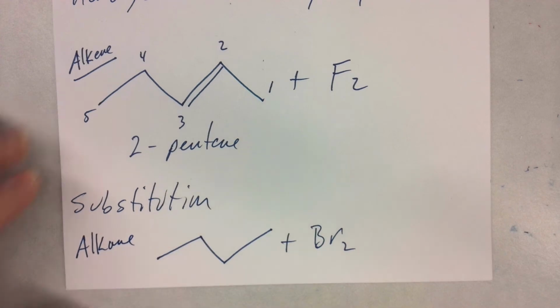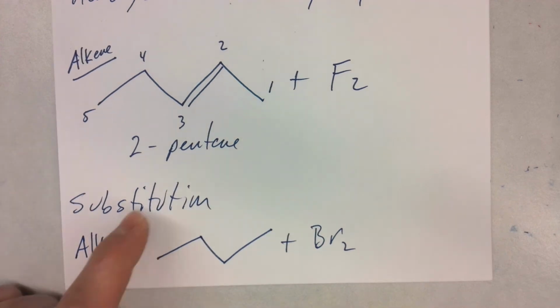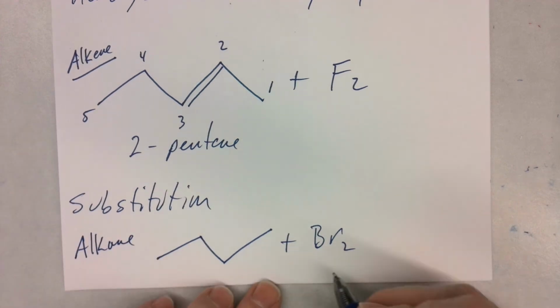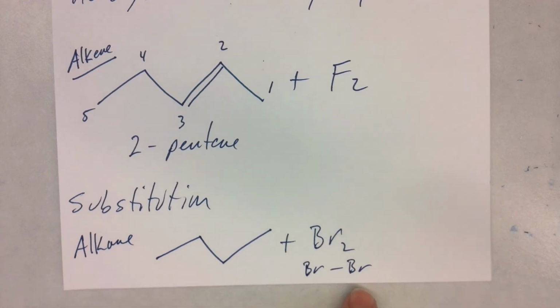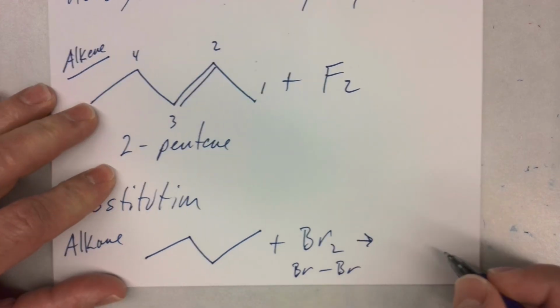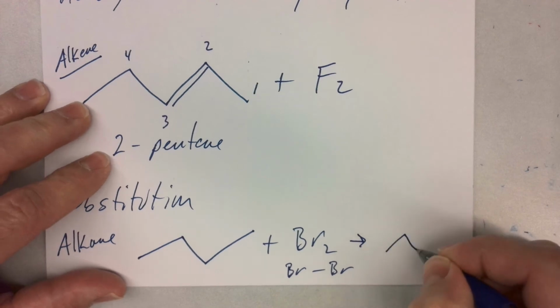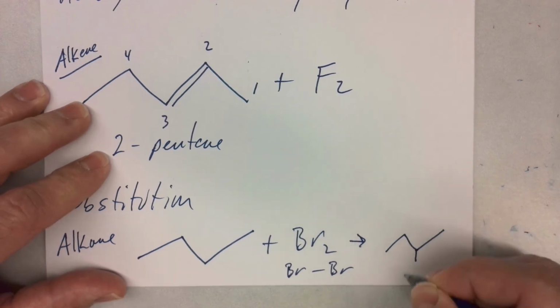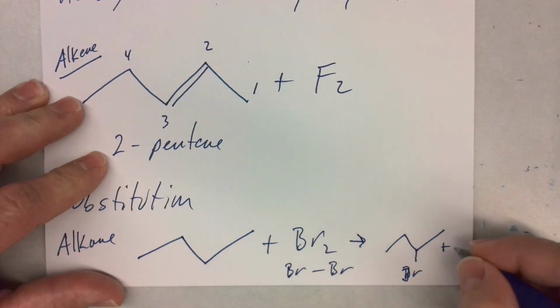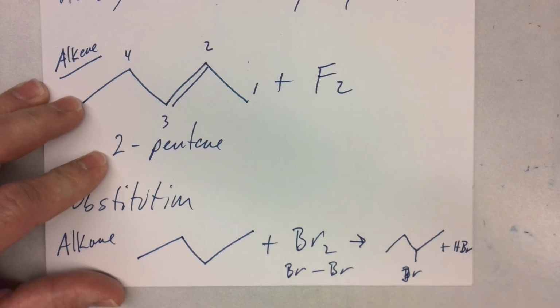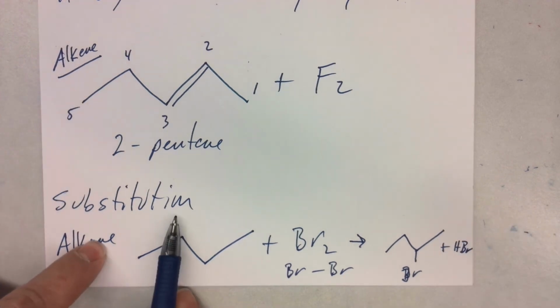An alkane. Now, what happens in substitution is that this Br2 breaks up and gives me just a Br and a Br, right? And these just go and replace an H. And so what you'll end up with is a Br right there, and then that H that breaks off goes and finds that other Br and gives you an HBr like that. Okay? And this is called substitution.